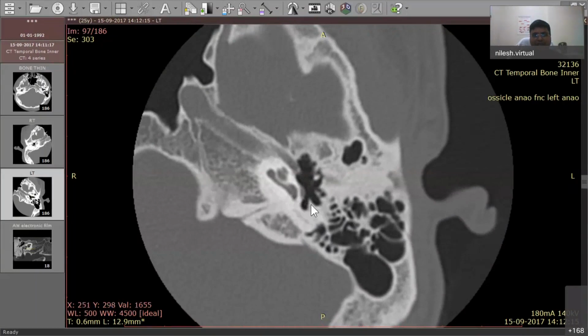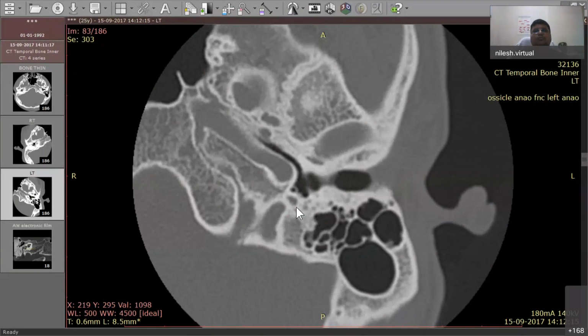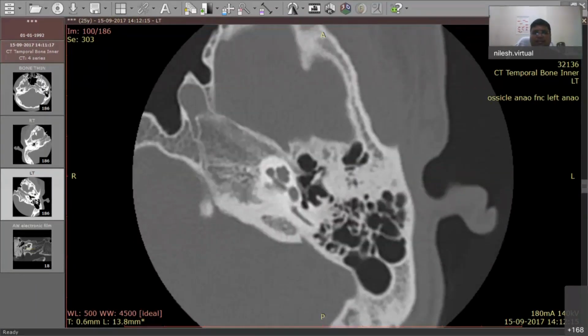The facial nerve generally goes posterolateral to the pyramid. Here you can see the pyramid. By this time, the facial nerve would have been in this area, but it is still sitting over the promontory only. If you go still further down, it is covering the round window. So this is an anomalous facial nerve, bilaterally, more anomalous on the left side.